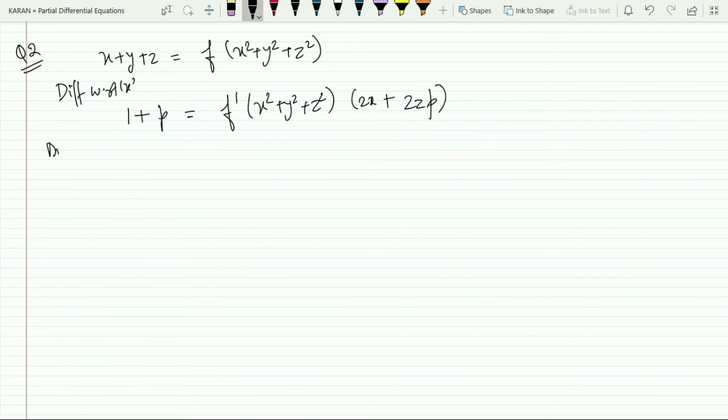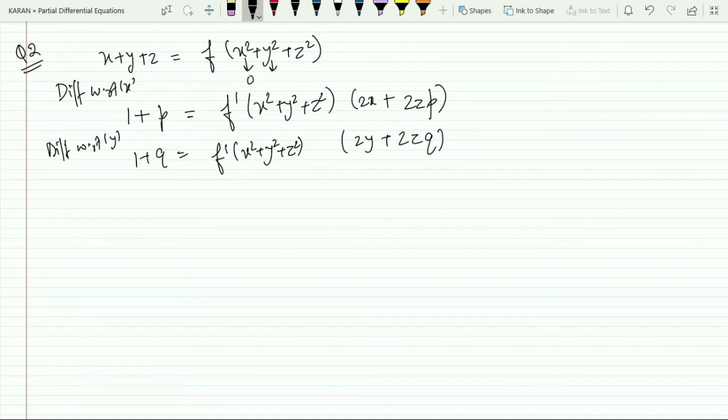Similarly, when you differentiate with respect to y, what do you get? You get 1 plus q equals f dash of (x² + y² + z²), right? And on this side you will be getting 2y plus 2z into q. How do you get this? Because with respect to x, this will be 0, this will be 2y, and this will be 2z into ∂z/∂y. So this is q, so 2z into q. Fine with this?